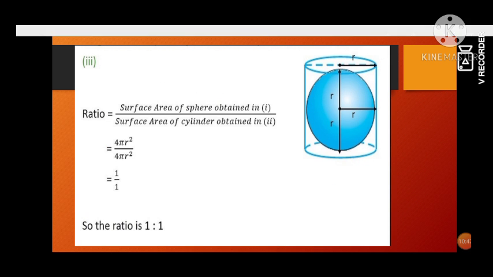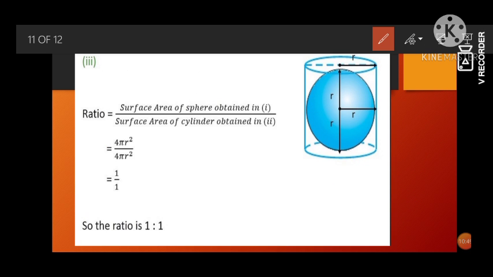And the last part says find the ratio of the areas. So ratio will be surface area obtained in subpart 1, that is surface area of the sphere, by the surface area of the cylinder, that is obtained in part 2, which is 4 pi r square is the surface area of the sphere obtained in 1, and 4 pi r square is the surface area of the cylinder obtained in 2. So all the numbers, that is 4 pi and r square, cancel each other off, and we will get 1:1. So the ratio is 1:1.